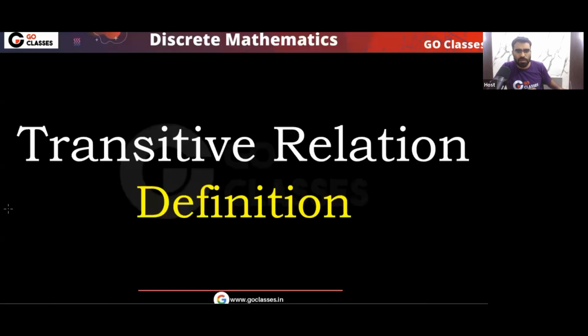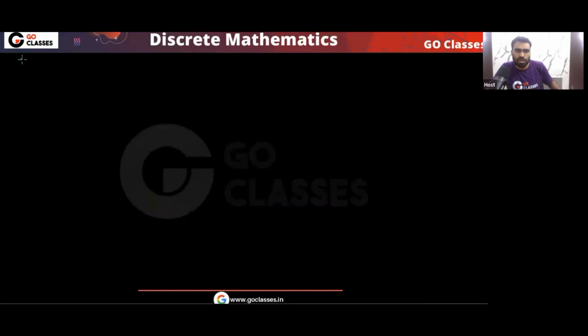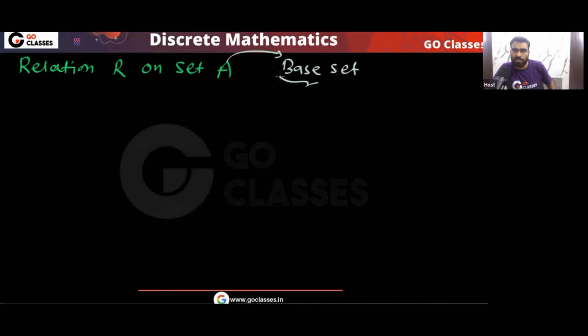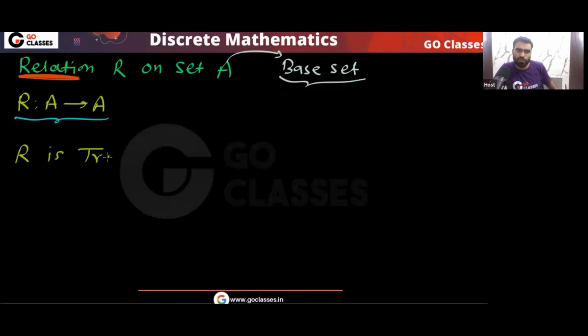Now let's see the transitive relation. What is the definition of transitive relation? Again, if you have a relation R on set A, this set A is your base set. On this set we are defining the relation. On the elements of this base set A, we are defining this relation. So I can say this relation is basically from set A to set A. Elements of A are related to elements of A. Now when can I say that this relation R, which is on set A, is transitive? What is the definition of transitive relation?